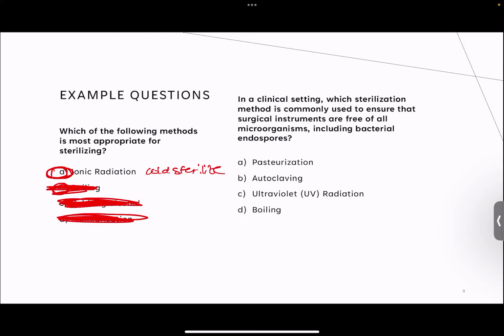This is a very common type of question that we will see on Unit 3. I'll just give you a list of things, which one can sterilize, or a list of things, which one doesn't sterilize. Pretty common one for Chapter 11 questions. There's a lot of this.